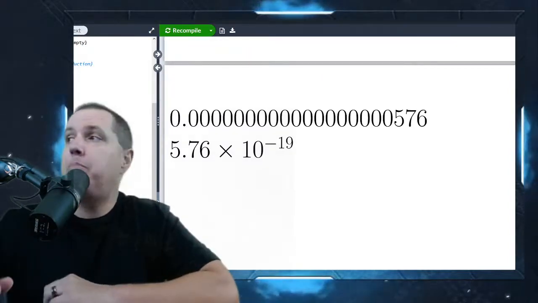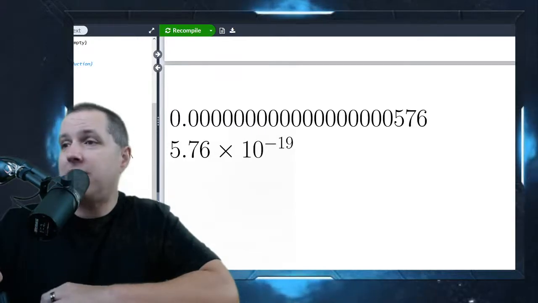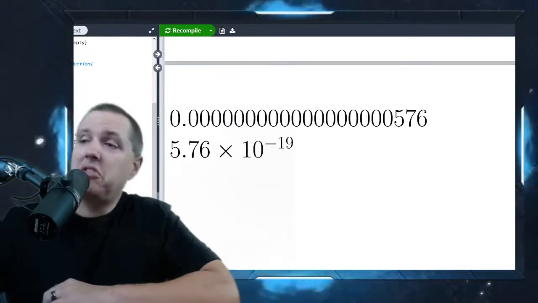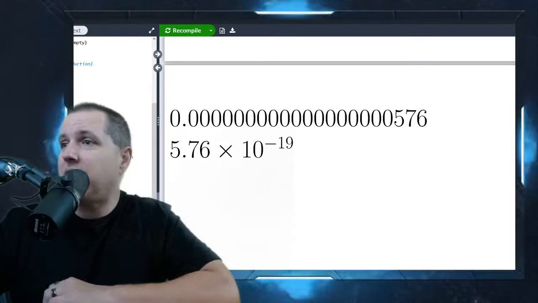And there we go. A better way of writing that number. We're going to make fewer mistakes by writing it that way. It's also less writing, significantly less writing, right?